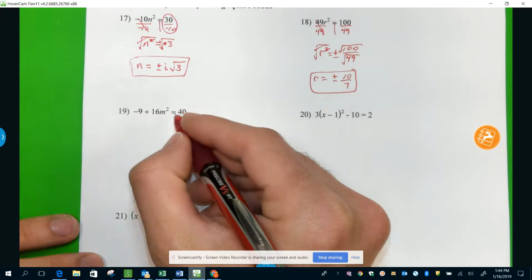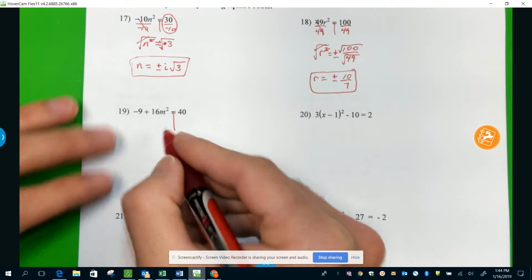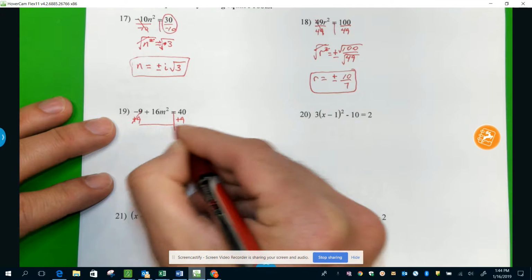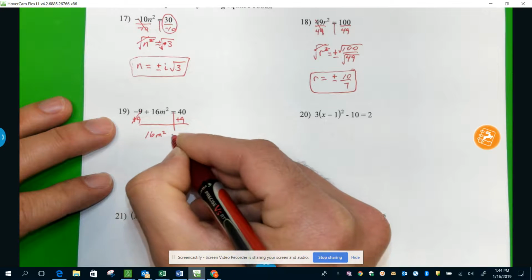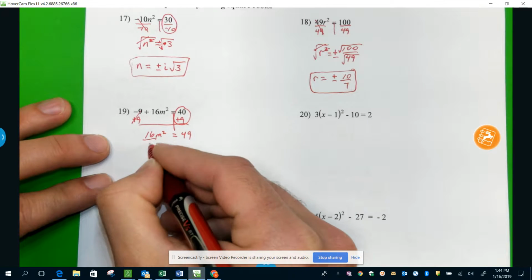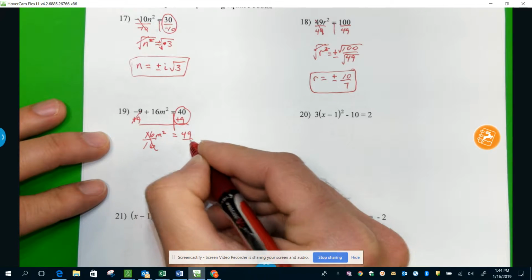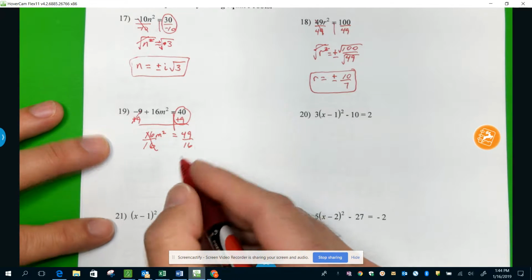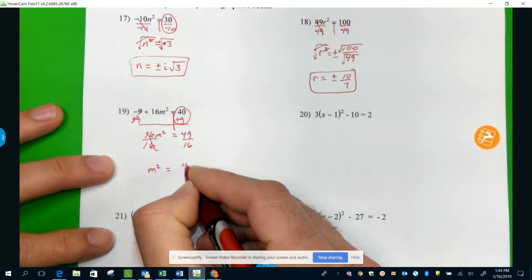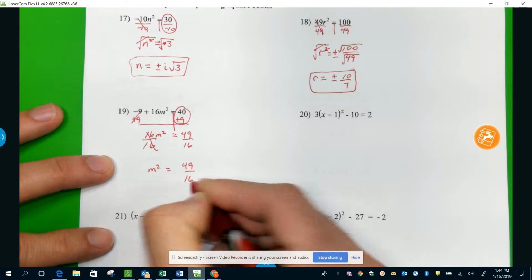19, it's going to take a little more work to isolate my squared term. So we're going to add 9 first. So I've got 16m squared equals 40 plus 9, which is 49. We'll divide by 16 to isolate my m squared. And 49 over 16 doesn't reduce, so we're going to leave it as such.